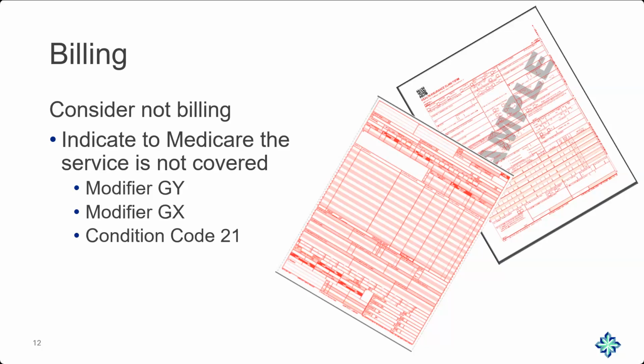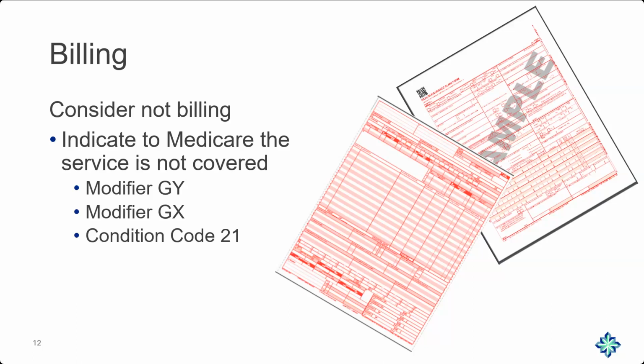The other question that came up with that is, never covered means no GY is needed. That is technically correct for our system. There is no modifier or anything that is needed. Now, I did just tell you, hey, wait a minute, we recommend using GY, GX, or condition code 21. Yes, we do. We recommend that, absolutely.